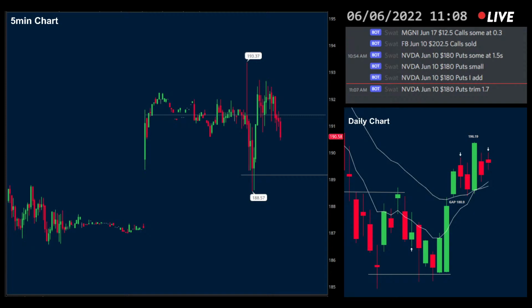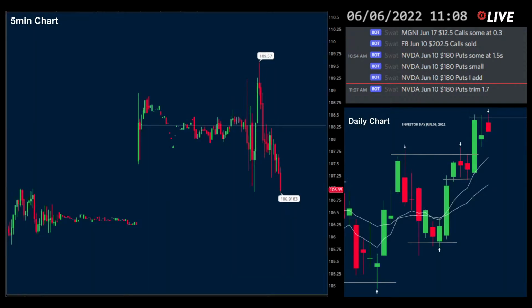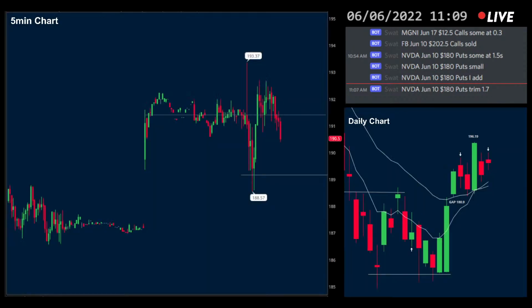So we have the morning lows on NVIDIA at 188.57. Below that we have 185, 184. But we need it below 188. Come on. AMD new lows on the day. Okay, we are short on NVIDIA, guys. Come on, push. That's it.